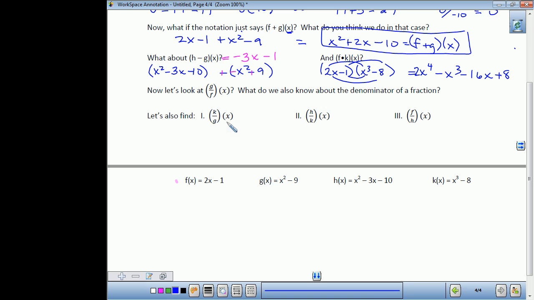Now, the only trick is this. This is division when we haven't defined a value for x. And this is where we do have to state what x cannot equal. So k over g. K is x cubed minus 8. G is x squared minus 9. And we have to state what values of x would make the denominator 0.